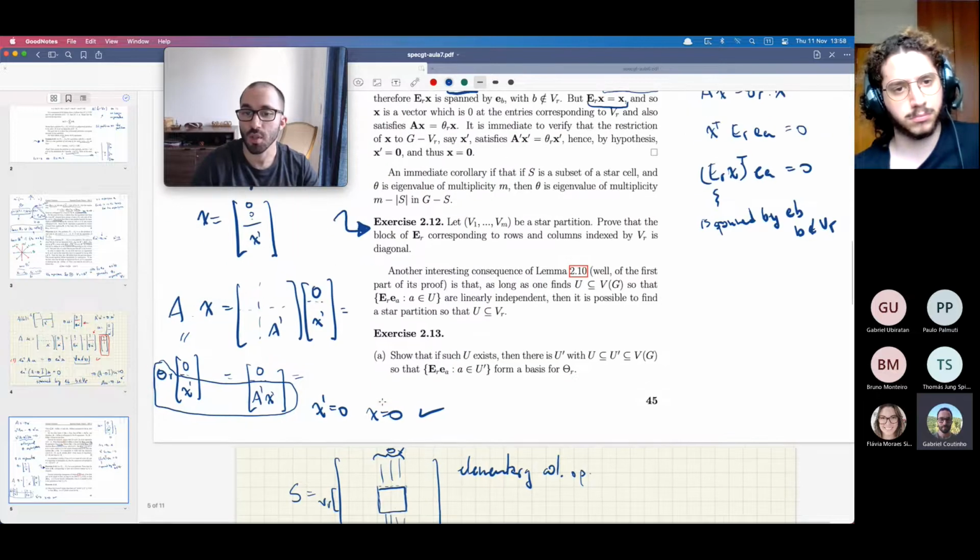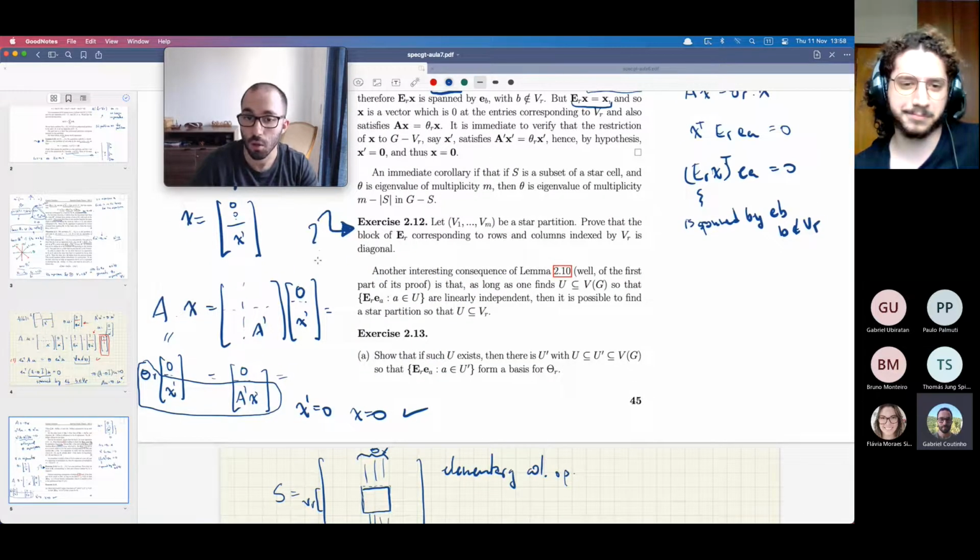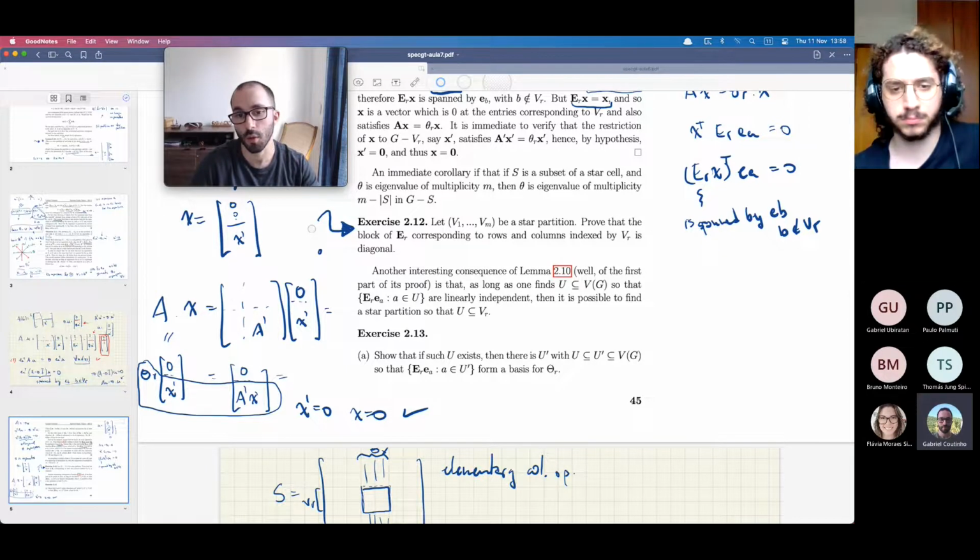Okay, I'm not sure if this exercise is right. Let me think about it. I will decide if it is right. If it is right, I will put this, and if it's not right, then I will fix it.